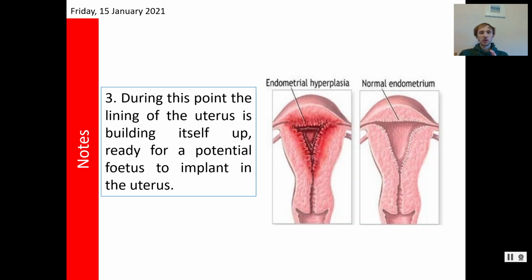And this is happening in the background throughout days 7 to 16-ish. Right, so we've got the normal endometrial lining on the left, and on the right the endometrium is filled up with lots of nutrients that are ready for a baby to implant. Fine.